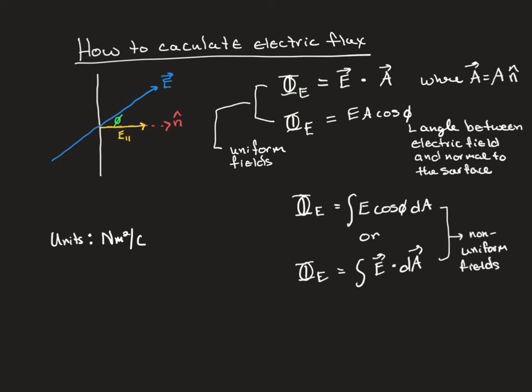Now this set of equations assumes a uniform field, so that the electric field is the same the whole way across the area. If we have a non-uniform field, that means that we need to take the integral, so you'd have to have a function of the electric field that is in terms of A so that you can actually integrate. And this would occur for non-uniform fields. And we'll discuss throughout this chapter how we're going to handle uniform fields versus non-uniform fields in a slightly more direct way. And the units for electric flux are going to be Newton meter squared per coulombs.